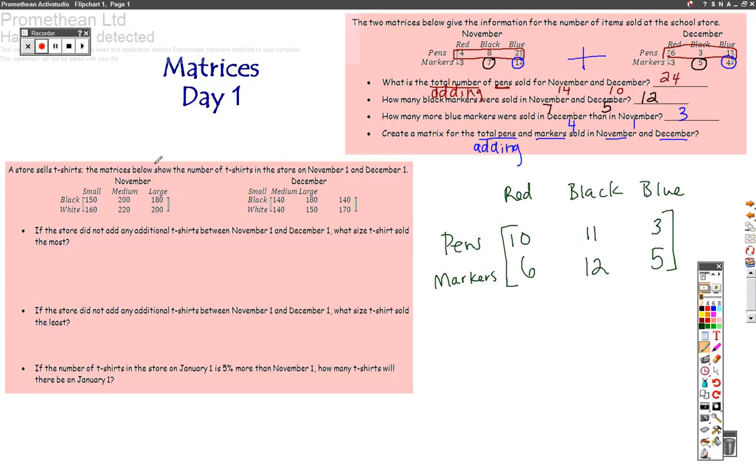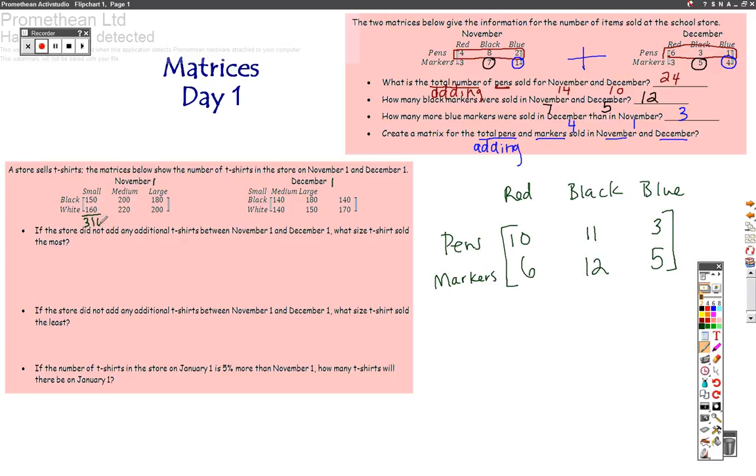A store sells t-shirts. The matrices below show the number of t-shirts in the store on November 1 and December 1. If the store did not add any additional t-shirts between November and December, what size t-shirt sold the most? So this is how many you have on November 1st, and this is how many you have on December 1st. So I'm looking at t-shirts. I'm going to add these.